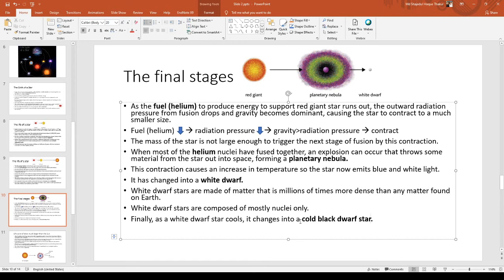And actually, it's no longer a star because it is not producing any light or any energy. It is not emitting energy. It is not emitting any light. We cannot even see it. It's just there. It just lies around in empty space as a cold black dwarf star.